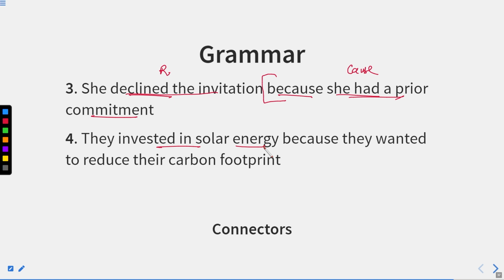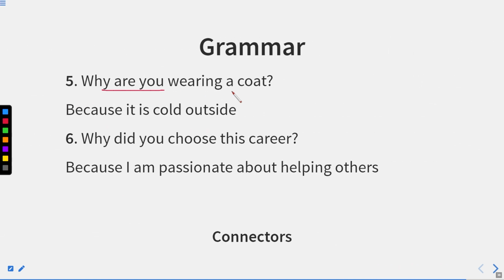They invested in solar energy. Why? Because they wanted to reduce their carbon footprint. So because is making the cause, it is replying to the question why, and they invested in solar energy is the effect or the result which we derive due to this action. Now let us move to the next one. Why are you wearing a coat? Now this is the question using why. And if I want to reply to this, I can say because it is cold outside. Now I can write the sentence like, I'm wearing a coat because it is cold outside.